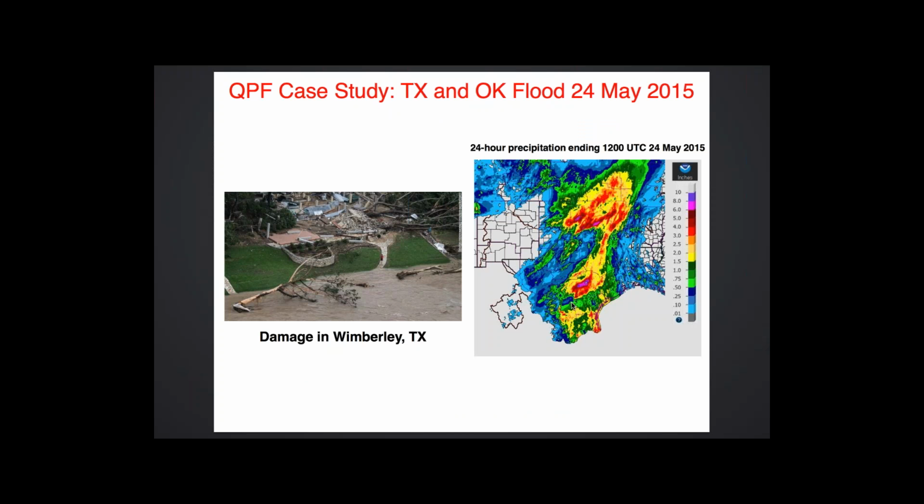So this next case study is going to highlight the QPF aspect of the model climate table. And I'm going to show you the case study of the Texas and Oklahoma flood of 24 May 2015. And this is the event that caused that massive flooding in Wimberley, Texas. So I just have a figure which shows the 24-hour precipitation ending at 12Z on the 24th of May. So we can see a large area of 2+ inches of rain from Oklahoma extending down into Texas.